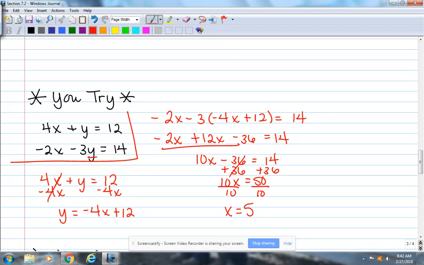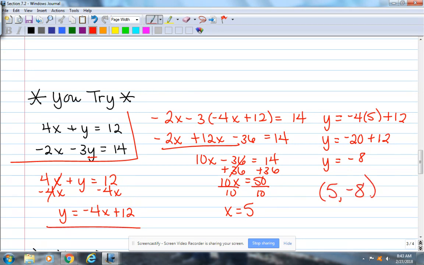Okay, then how do you get y? Yeah, you can do it over here. It's the simplest way. y equals negative 4 times 5 plus 12. So y equals negative 20 plus 12. And what's negative 20 plus 12, y'all? Negative 8. So what's the ordered pair here? 5, negative 8. Raise your hand if you got 5, negative 8.